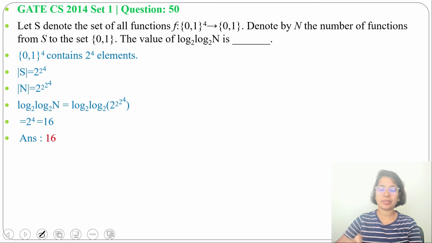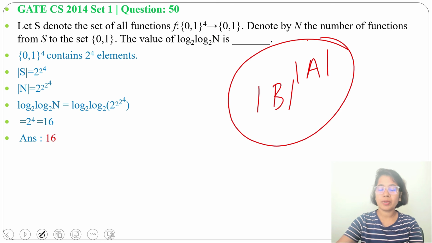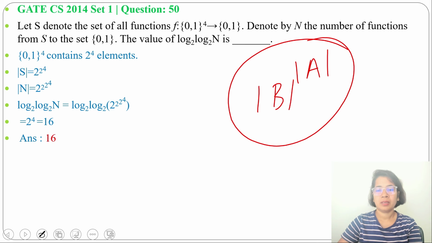For solving this question, you should know the number of functions possible from set A to set B. It's the cardinality of B to the power of the cardinality of A. If you know this formula, you can easily solve this question. I already discussed this during the function lecture.